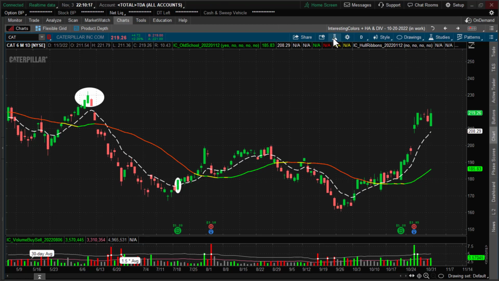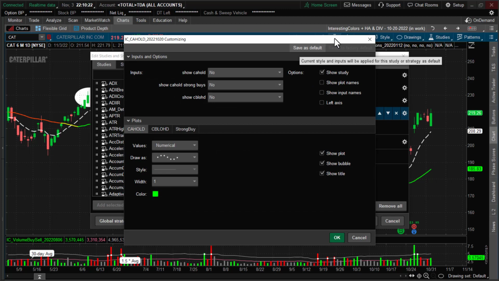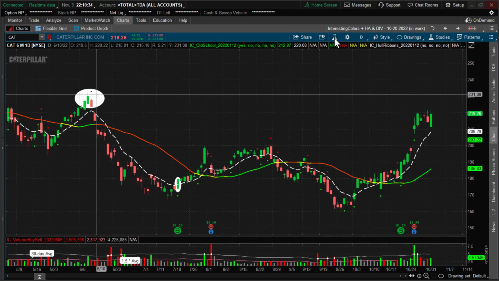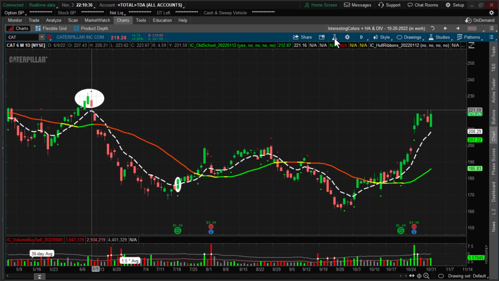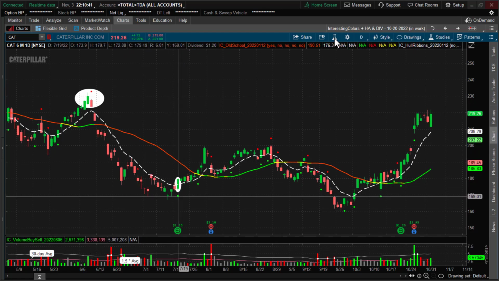And if we turn on the studies to show that, you'll see that we've got a number of them out there. So let's turn on the CAHOLD, yes. Let's turn on the close below the low of the high day, yes. And sure enough, there's a red dot above this red candle, and there's a green dot just above this candle.